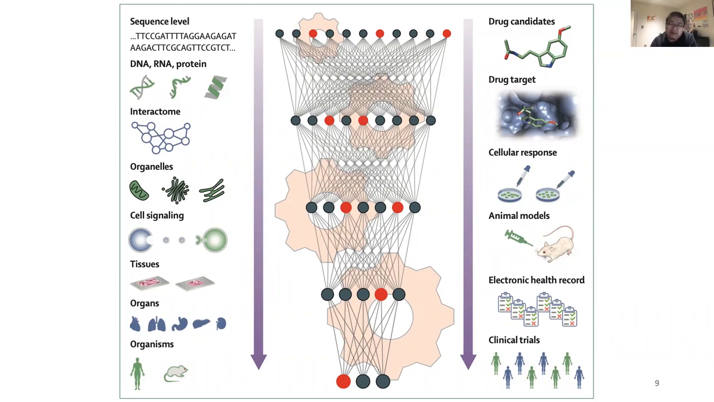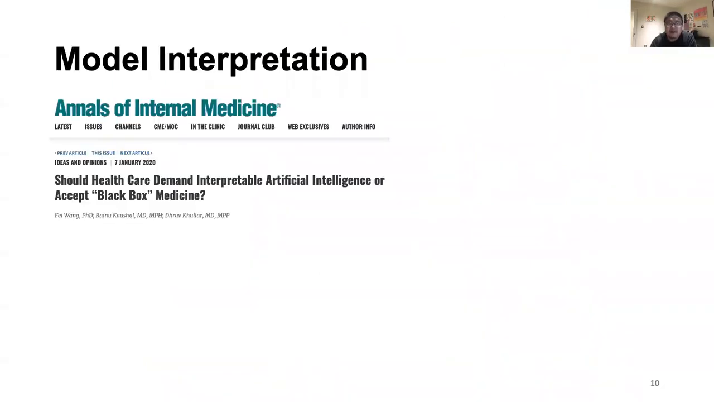Or battling with other diseases as well. And second is model interpretation. So we really want to develop models to be interpretable, explainable, such that the domain experts from all different aspects can understand how the model works, instead of just giving them a black box.